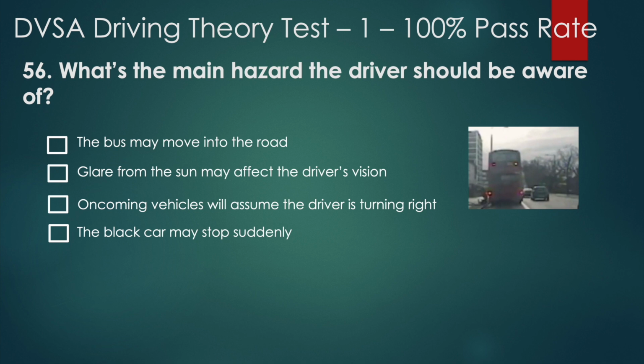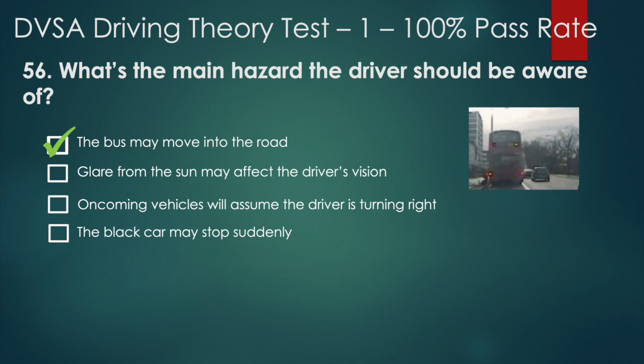56. What's the main hazard the driver should be aware of? A. The bus may move into the road. B. Glare from the sun may affect the driver's vision. C. Oncoming vehicles will assume the driver is turning right. D. The black car may stop suddenly. And the answer is A. The bus may move into the road.